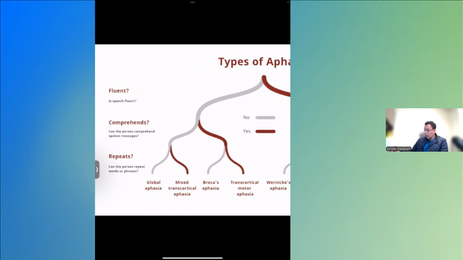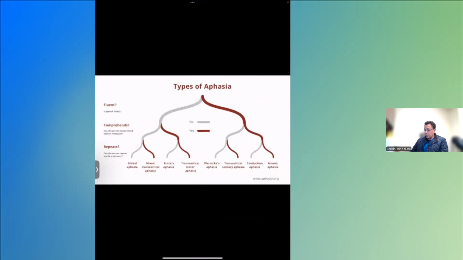The way you want to think about it is, if there is no fluency, but the patient has comprehension and is able to repeat, then you have transcortical motor aphasia. If the patient has no fluency, but can comprehend, but doesn't repeat, then he has Broca's aphasia. If a patient is not able to fluently speak and not able to comprehend, but is able to repeat, then it's mixed transcortical aphasia. If a patient is not fluent, cannot comprehend, cannot repeat, that's global aphasia.